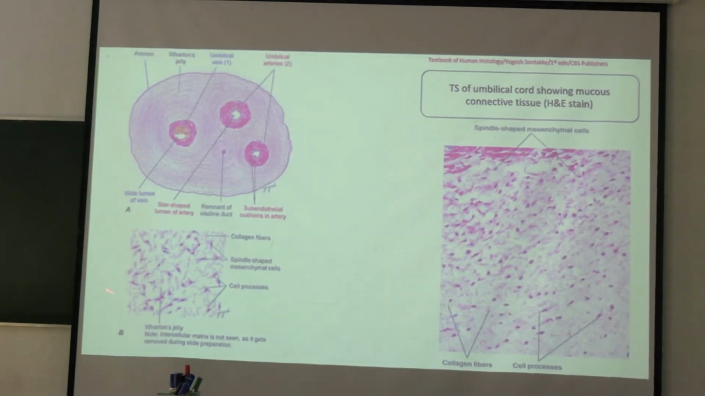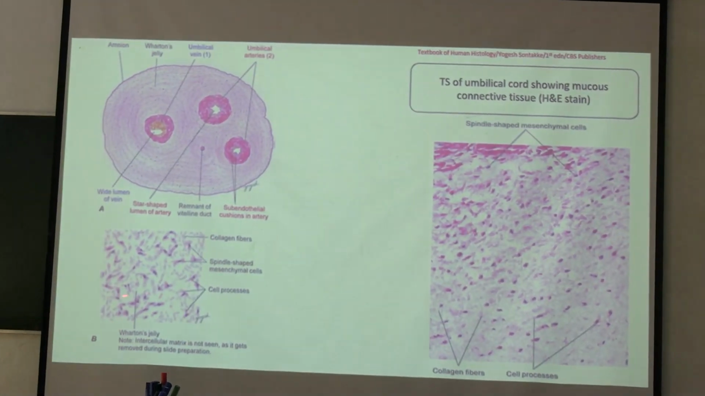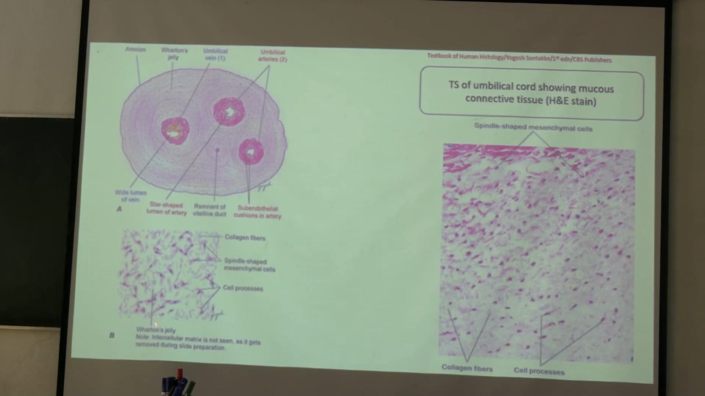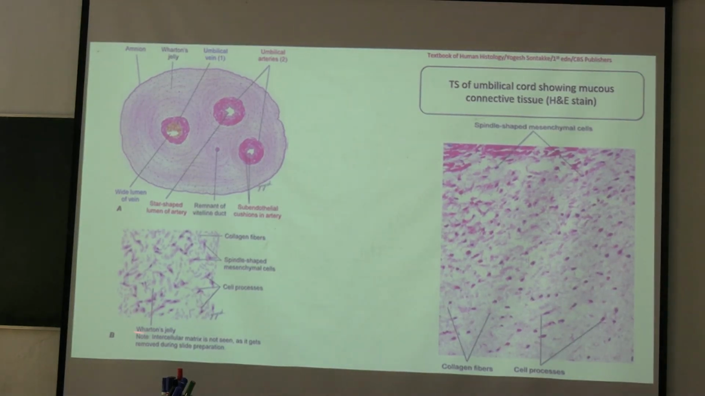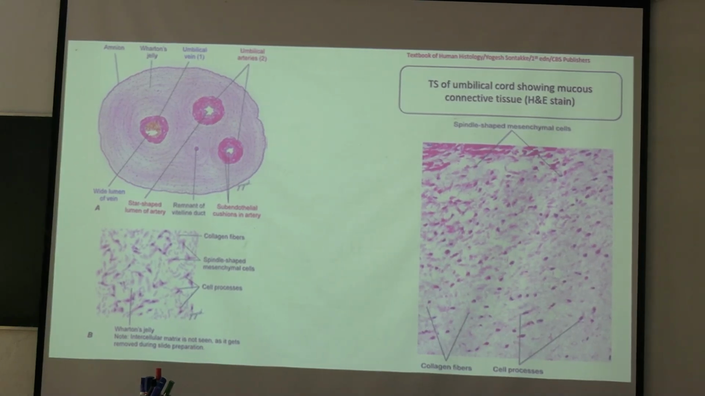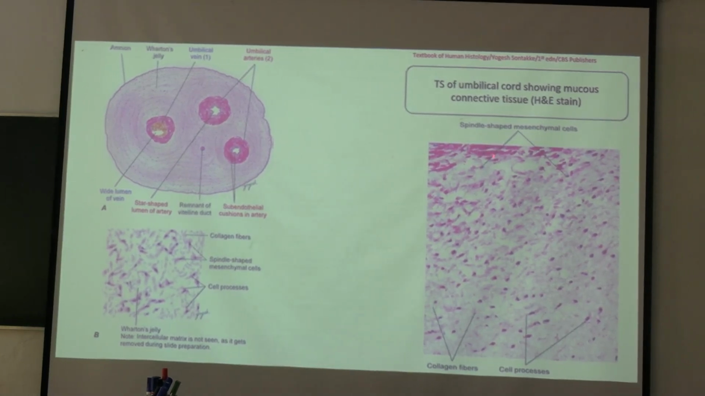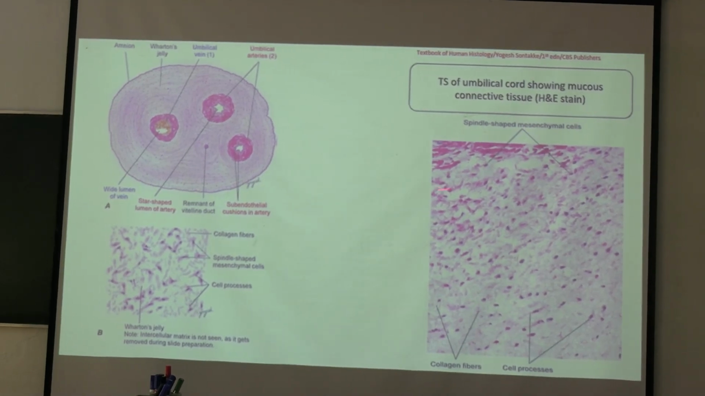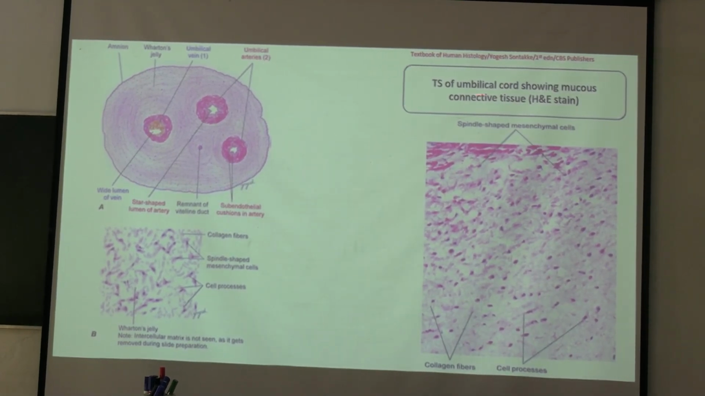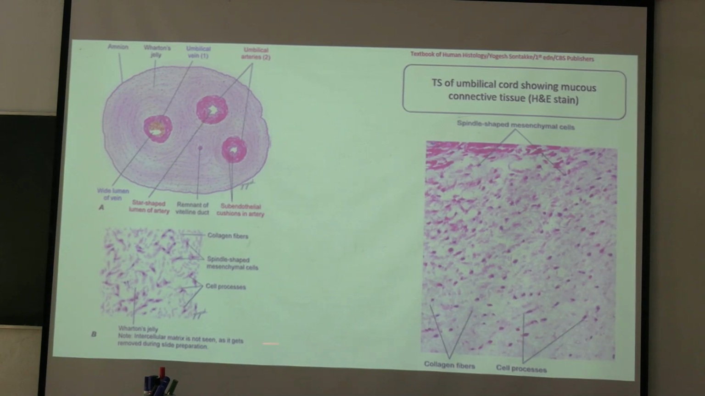And this is the microscopic view and high power view of the mucoid tissue. These are the cells and Wharton's jelly. Okay, Wharton's jelly forms the intercellular matrix. As it gets removed during slide preparation, it appears white actually. Here like this you will see spindle shaped mesenchymal cells. This is a transverse section of the umbilical cord showing mucous connective tissue in HE staining. Okay, so you will see spindle shaped mesenchymal cells, mainly the nucleus of the cells, and in the mucoid material some collagen fibers you will see.